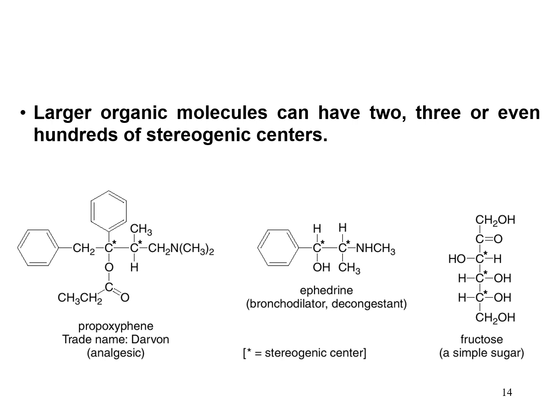For example, take propoxyphene, with the trade name Darvon, which is an analgesic drug. It has different stereogenic centers. This arrow shows that this compound has stereogenic centers. Ephedrine also has 2 stereogenic centers; it is a bronchodilator or decongestant drug. This is a simple sugar, fructose. This sugar also has 3 stereogenic centers. This star shows the presence of a stereogenic center.